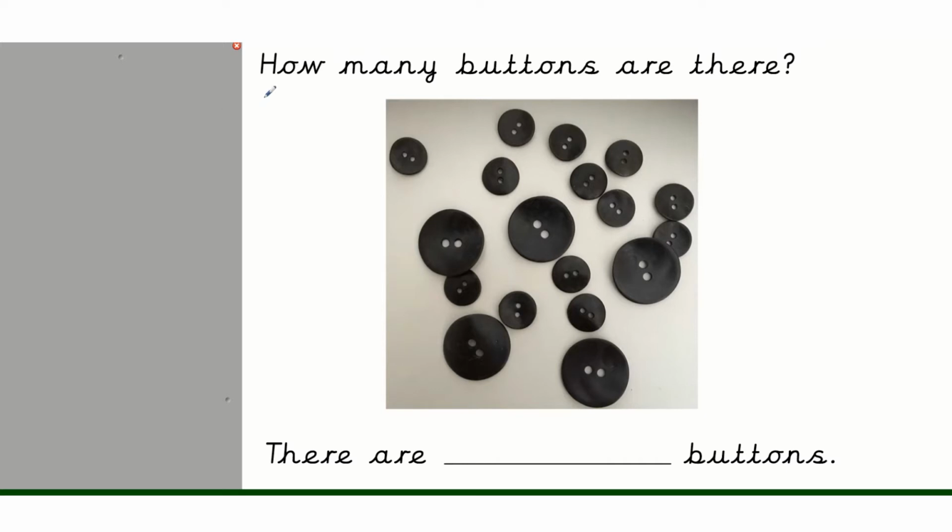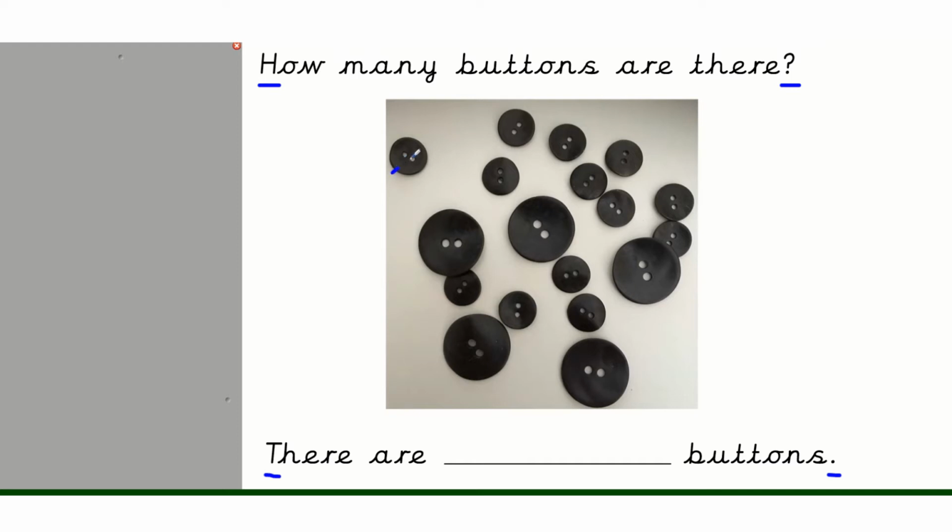So here's the question. How many buttons are there? So there's the capital letter. And here's the question mark at the end of the sentence. And we're going to count them and complete this sentence here. Again, there's our capital letter. And this time we just need a full stop at the end because it's not a question, it's a statement. It's going to tell us something. There are buttons.